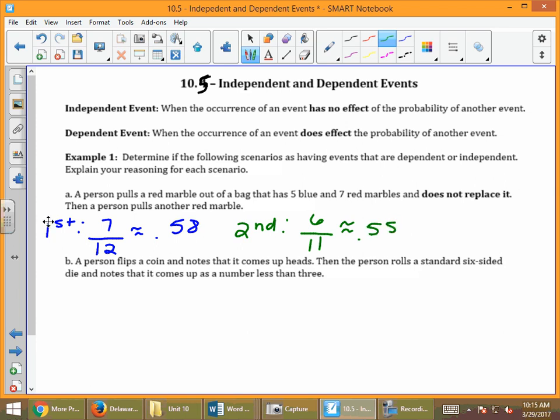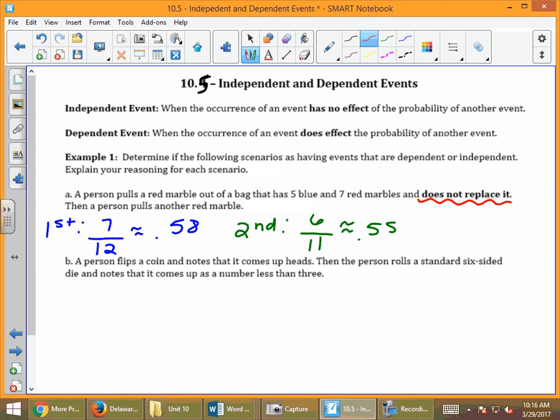So what happened to the probabilities between the first pick and the second pick? Yeah, it changed, right? So what do we say if the probability changes? Is it independent or dependent? Dependent. That first pick, by not putting the marble back in the bag, changed the probability of the second pick. Another good indicator of whether they're independent or dependent is the action that takes place. If you're ever seeing something like does not replace, does not put back, eats it, something along those lines, it's going to be a dependent event, because by taking it away and not putting it back, you're changing the outcome of the second pick.